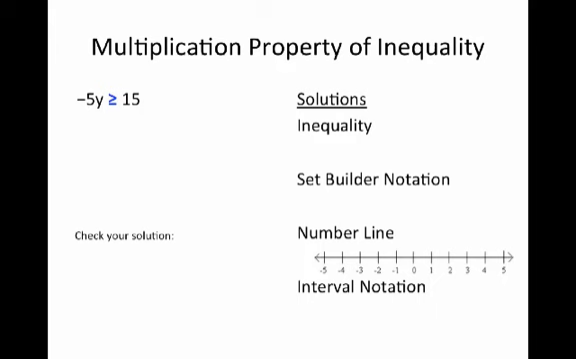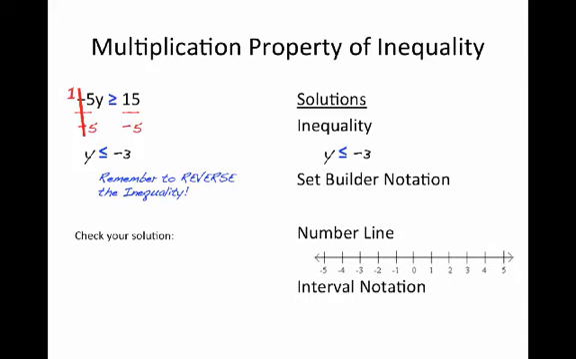Let's try another one. Negative 5y is greater than or equal to 15. To get the y by itself, I'm going to divide both sides by negative 5. Negative 5 over negative 5 is 1. That leaves me a y on the left-hand side. 15 divided by negative 5 is negative 3. And notice I flipped the inequality because I divided by a negative number. If I multiply or divide by a negative number, I've got to flip the inequality. So the solution written in inequality form is y is less than or equal to negative 3.